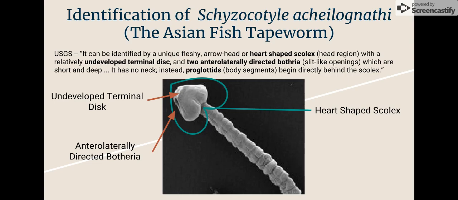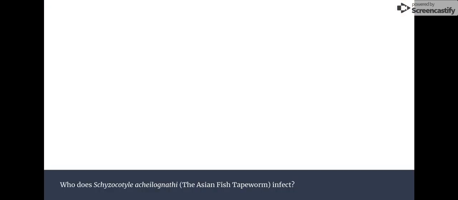This is then followed by proglottids. So it has no neck, and it has these body segments instead, these proglottids.